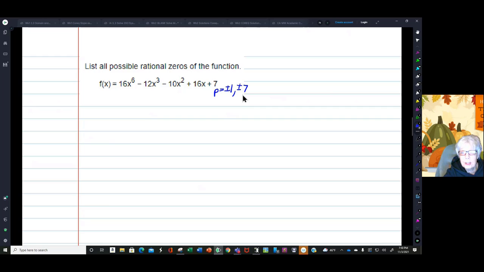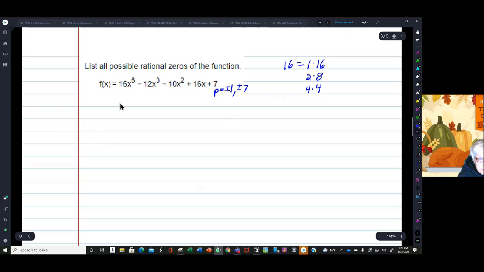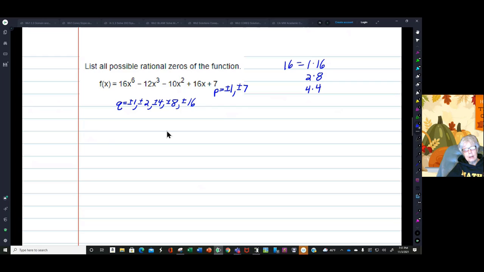16, on the other hand, oh my goodness, 16 equals 1 times 16. Oh, it's not that much, is it? 2 times 8 and 4 times 4. Well, that's not really bad at all. That's just 6 factors. So Q is going to equal plus or minus 1, plus or minus 2, plus or minus 4, plus or minus 8. We don't repeat the 4s. We don't repeat any of the factors when 2 of them occur. Just once, it's good enough. Plus or minus 16. So we have 1, 2, 3, 4, 5, 10 numbers there. But notice there are fewer P's than Q's this time.